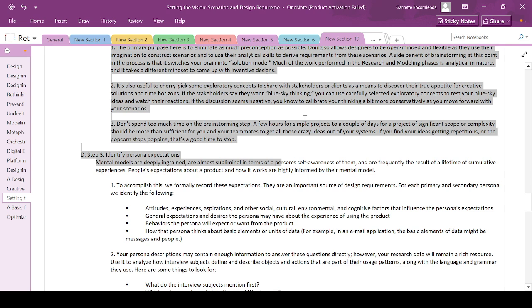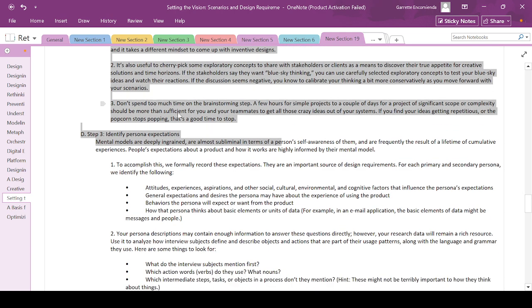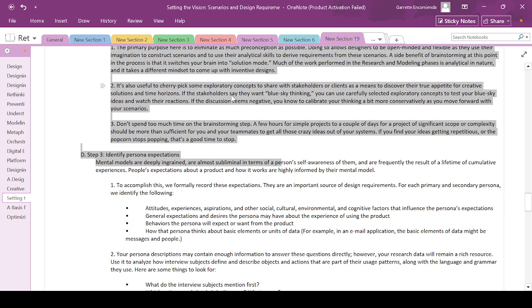We also discussed how generator and synthesizer both can work on this in the previous video. It's also useful to cherry pick some exploratory concepts to share with stakeholders or clients as a means to discover their true appetite for creative solutions and time horizons. So it's also useful to now share those solutions with the stakeholder, because it will allow you to meet their needs. So that's the business goal. Based on the solutions you're proposing, since you need to meet the user and business goals, you need to see if they actually want or will actually buy into that.